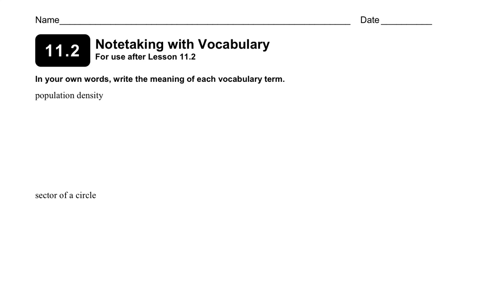Hey there, everyone. Welcome to Notes for today, 11.2. Yes, 11.2 is where we're at today. And this is going to be areas of circles and sectors.